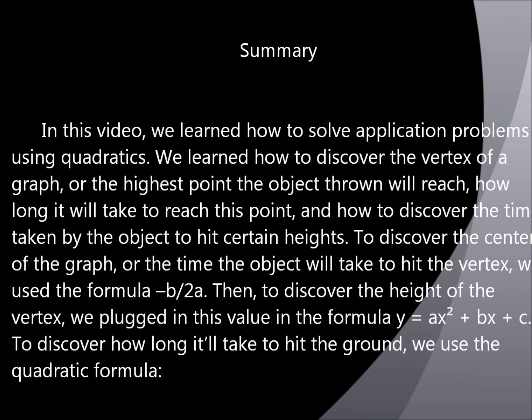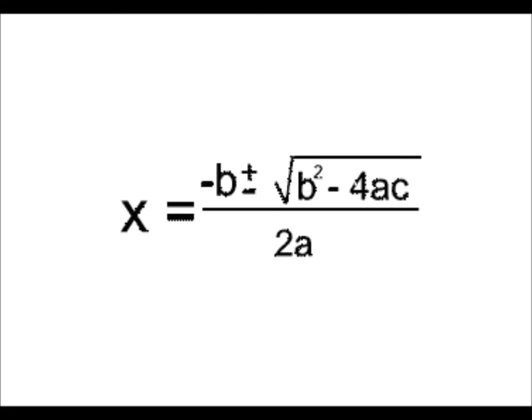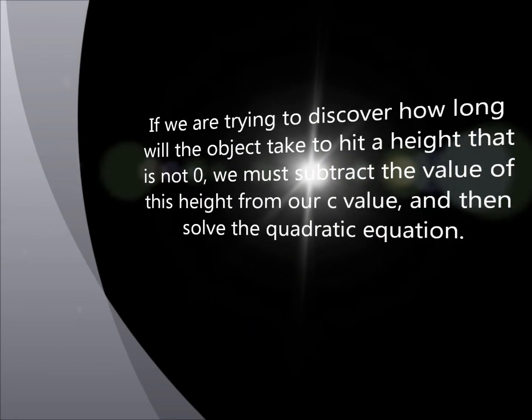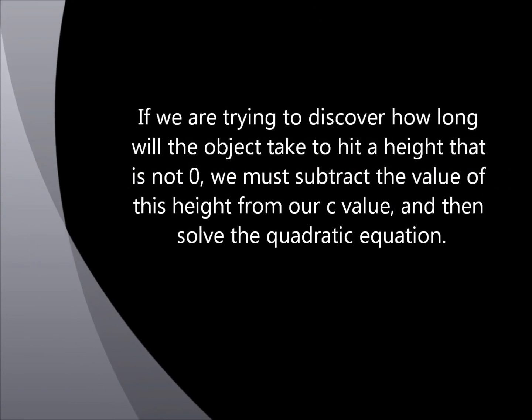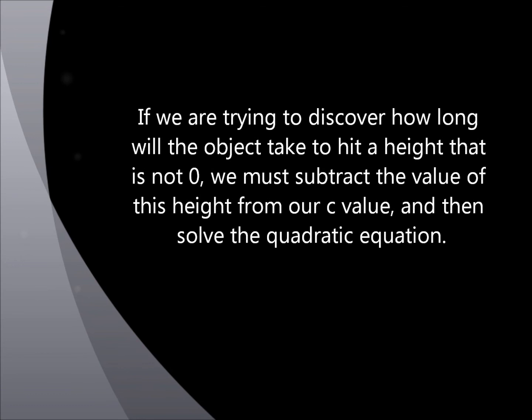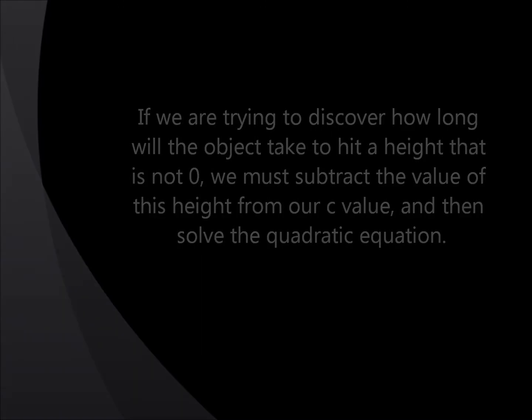Then, to discover the height of the vertex, we plugged in this value in the formula y equals ax squared plus bx plus c. To discover how long it'll take to hit the ground, we use the quadratic formula, which is x equals negative b plus or minus the square root of b squared minus 4ac over 2a. If we are trying to discover how long the object will take to hit a height that is not 0, we must subtract the value of its height from our c value, and then solve the quadratic equation.